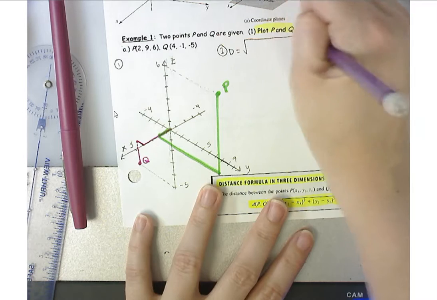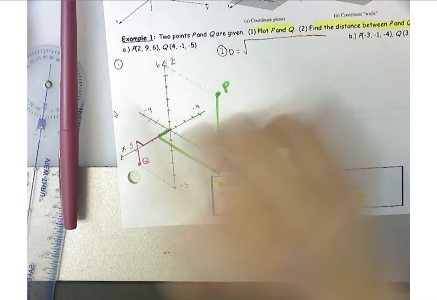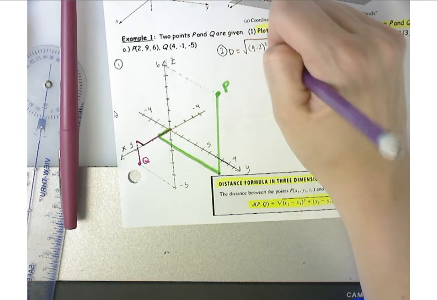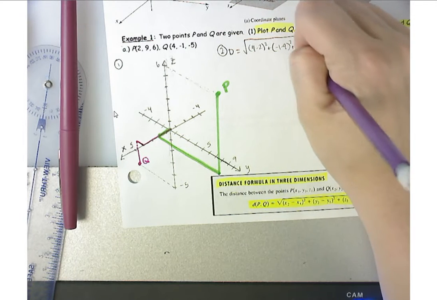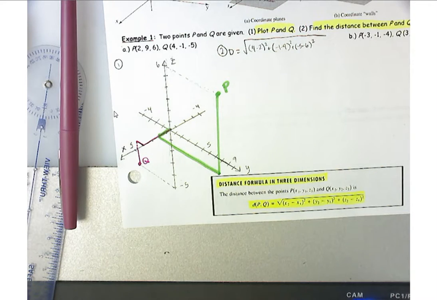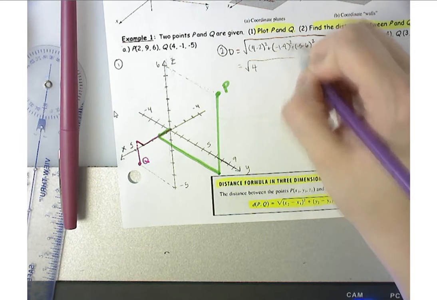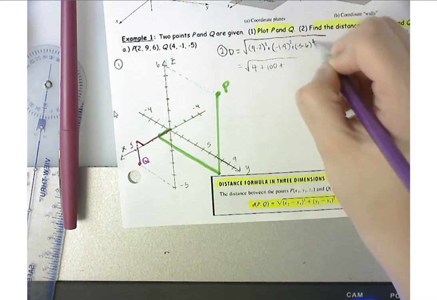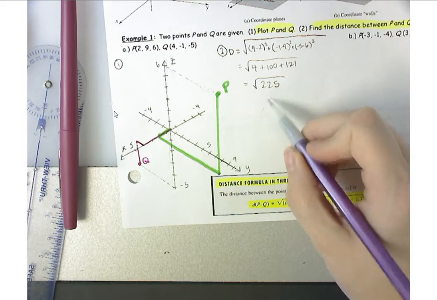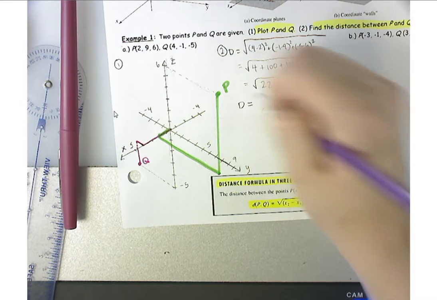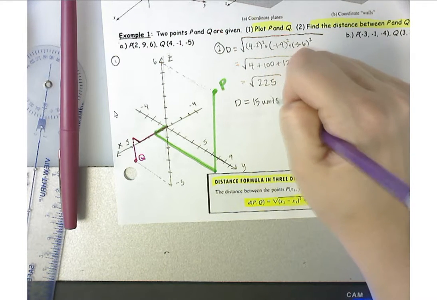Okay, so the distance is the square root of the difference between your coordinates. So for my x, I have (4 minus 2) squared plus (-1 minus 9) squared plus (-5 minus 6) squared. Okay, so 4 minus 2 is 2, and 2 squared is going to be 4. This would be -10 squared, which is 100, and then -11 squared, which is 121, which will give you the square root of 225. That's a perfect square. What's the square root of 225? 15. Okay, so the distance between them is 15 units.